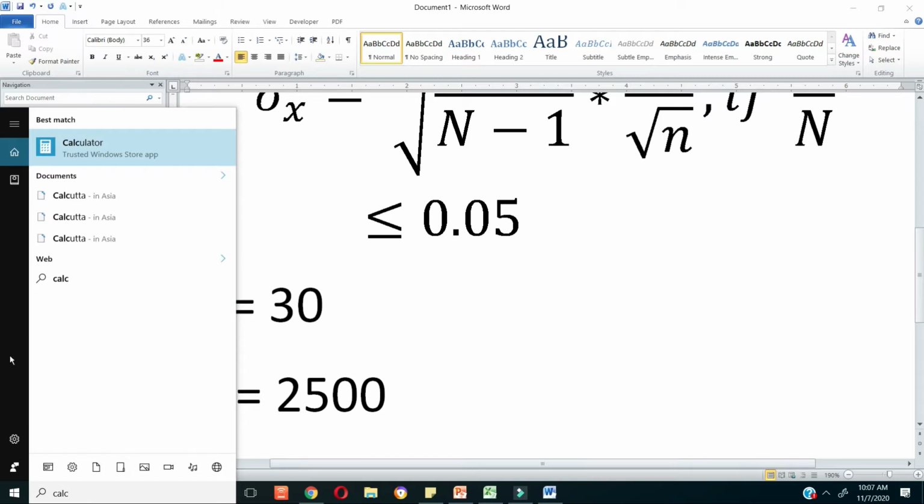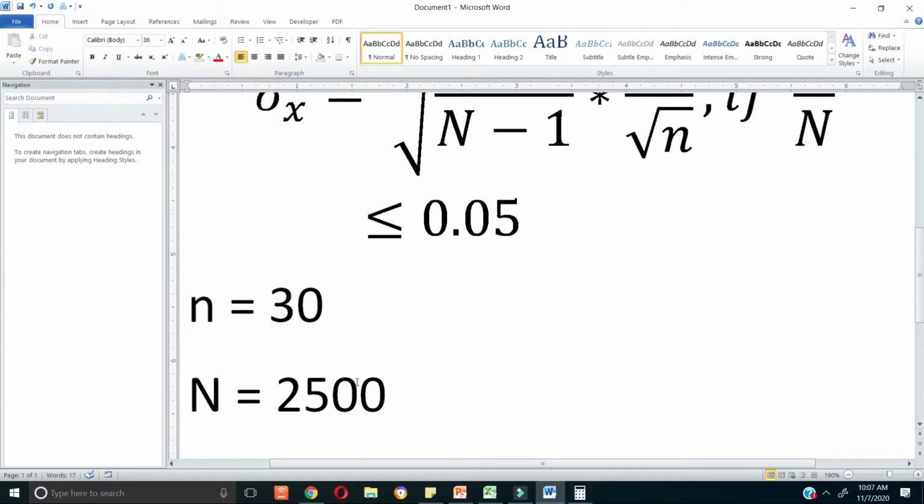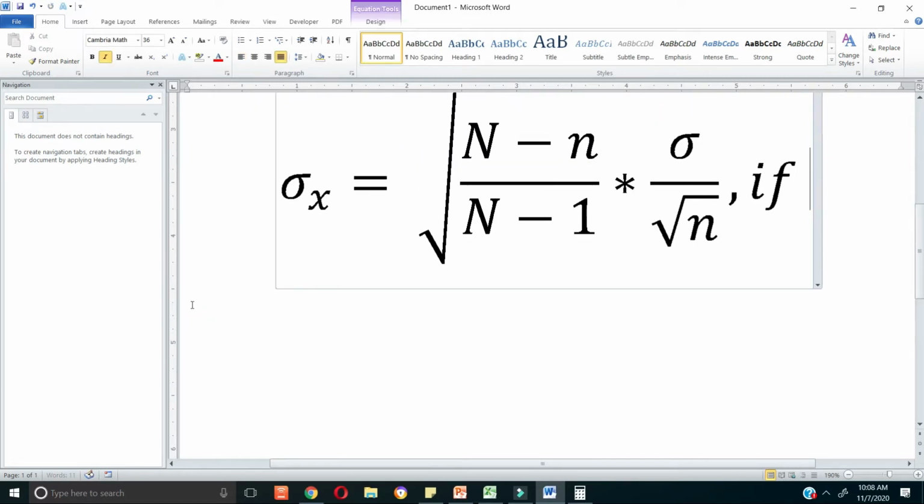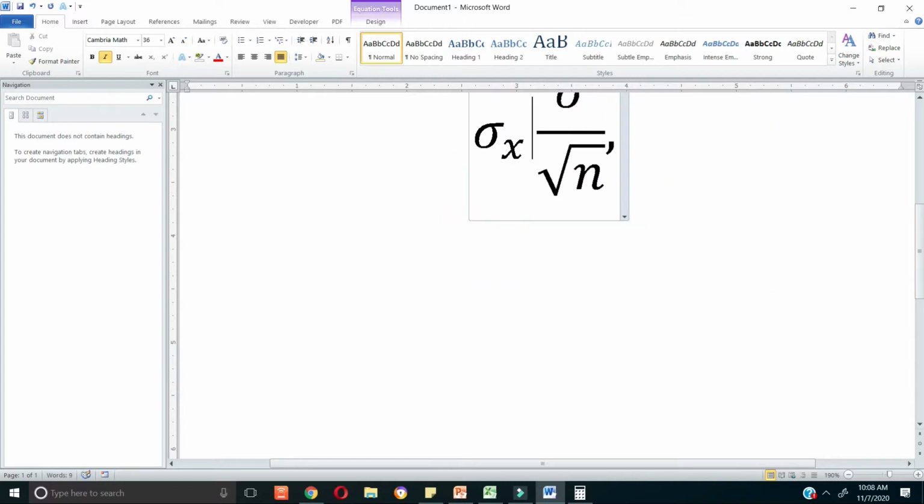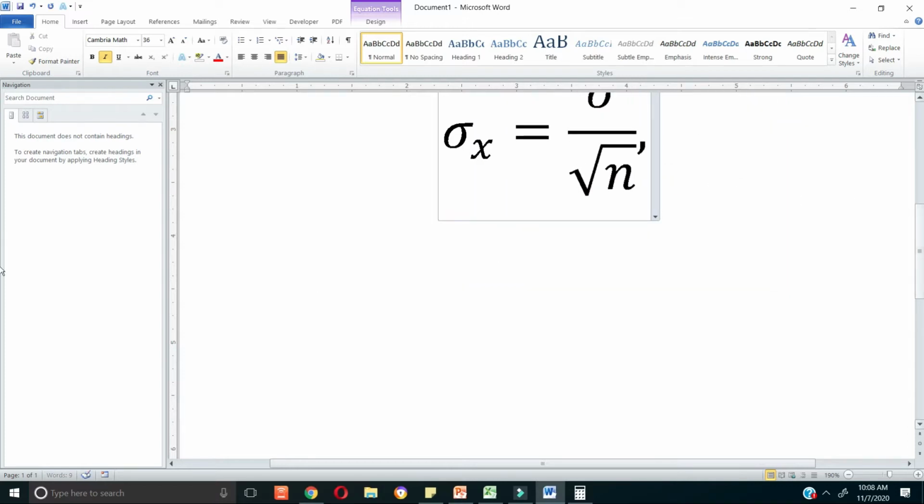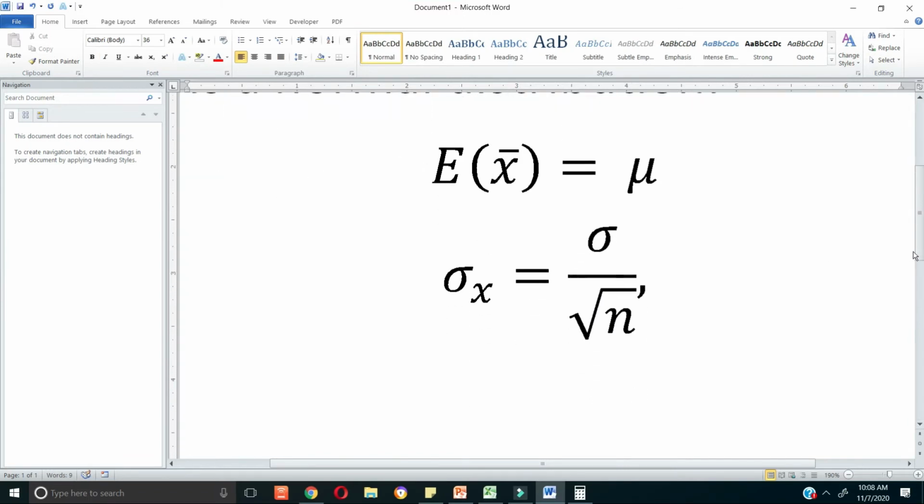Let's see what value we do get. If I use the calculator, that's 30 divided by 2,500. This gives you 0.012. So this is actually less, so that means we do not need to apply the population correction factor. It means that the standard deviation of our sampling distribution can simply be given by this.